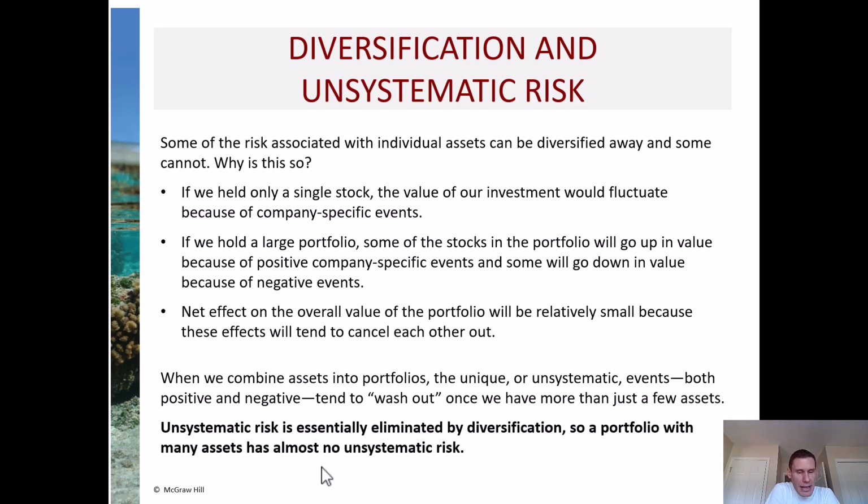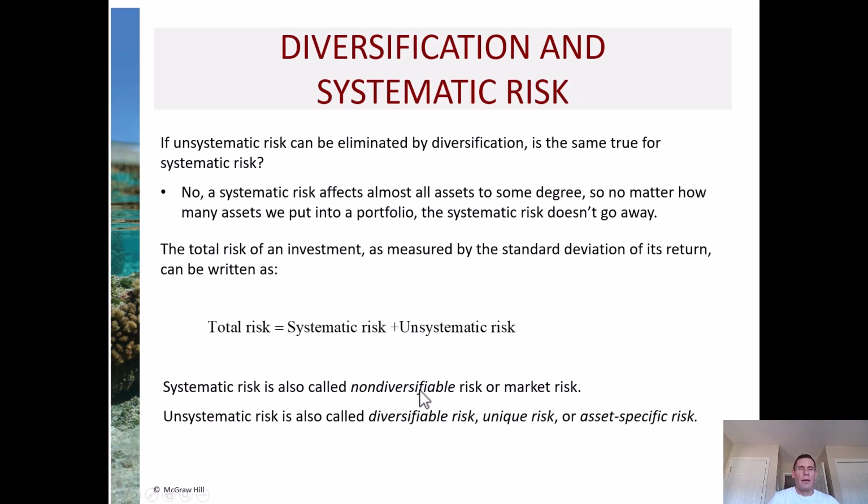So a portfolio with many assets has almost no unsystematic risk. Think of this as the more assets, different types of assets you have in your portfolio, the less the unsystematic risk is going to be. Now, if unsystematic risk can be eliminated by diversification, is the same true for systematic risk? And the answer is actually no, because this type of risk affects almost all assets to some degree. So no matter how many assets we put into a portfolio, the systematic risk doesn't go away.